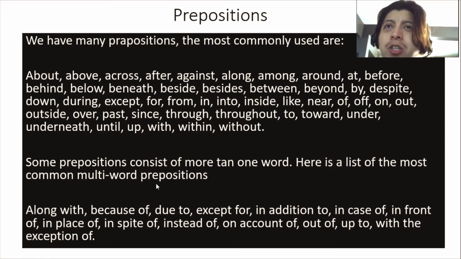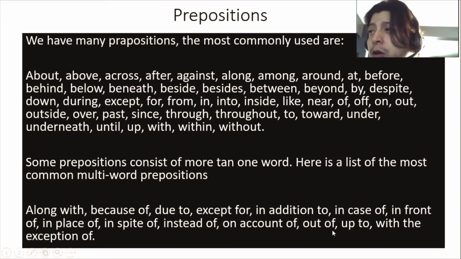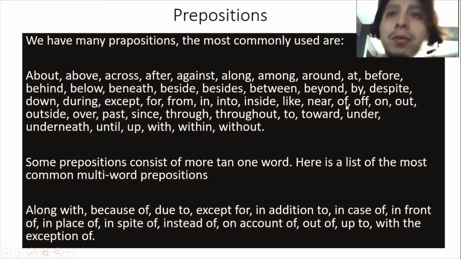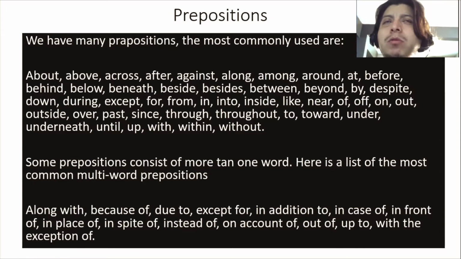Those are some prepositions, but we also have prepositions that consist of more than one word. For example, we have along with, because of, due to, except for, in addition to, in case of, in front of, in place of, in spite of, instead of, on account of, out of, up to, and with the exception of. These are some of the most commonly used. You're going to find all these words in a dictionary and what they mean. But the problem is we don't always use them in exactly that way.